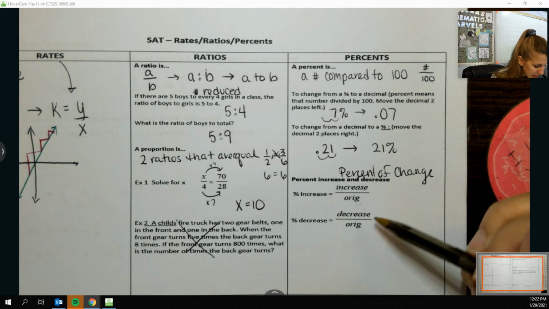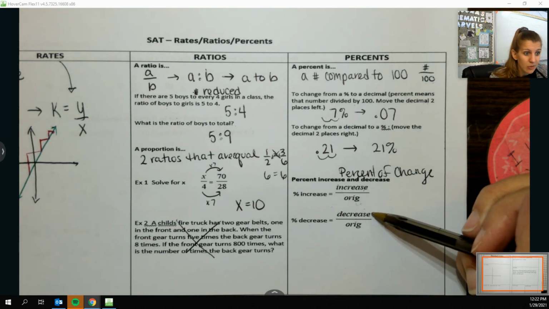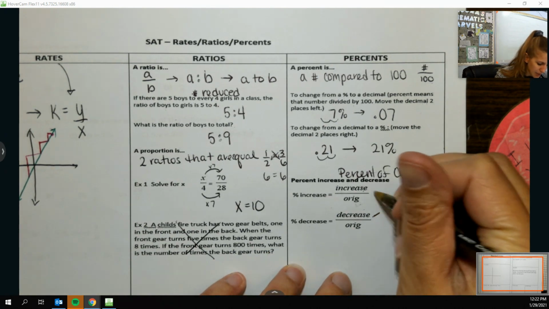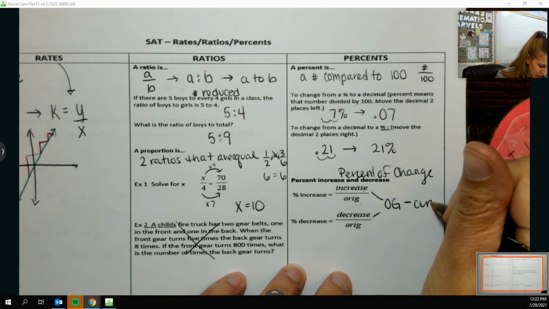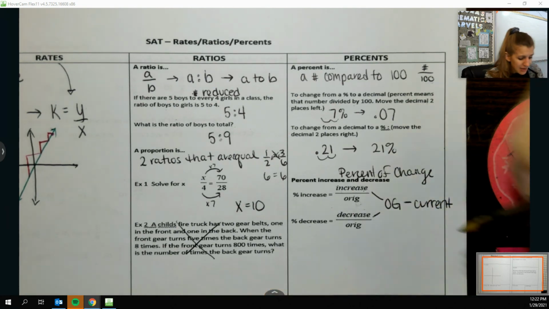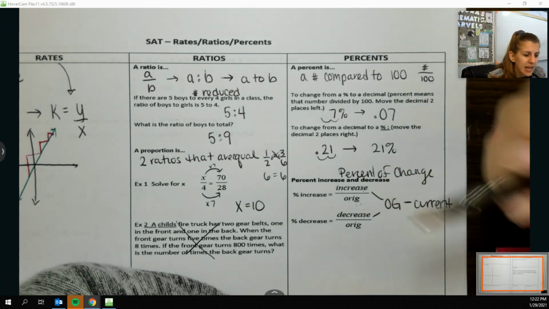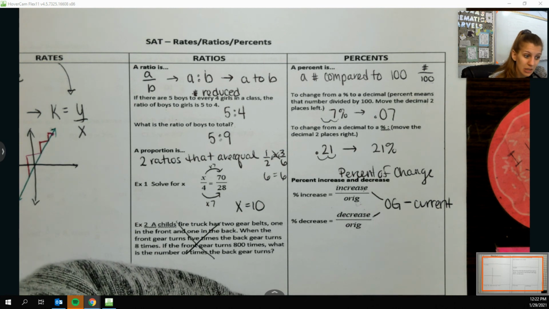And then a percent decrease is the same thing. Really, you're finding the difference of the OG price and the current price on top. So OG minus current. If that number happens to be positive, then it was an increase, and if it happens to be negative, it's a decrease. You just kind of want to ignore the sign there. And then you always divide by the OG amount, the original amount.